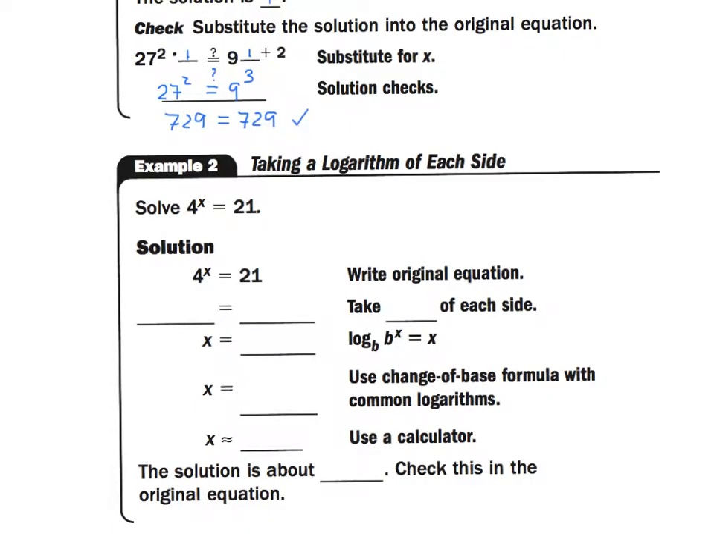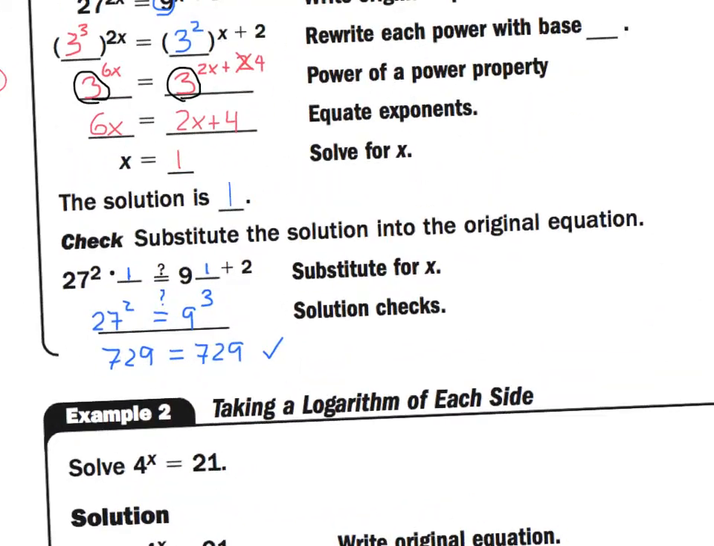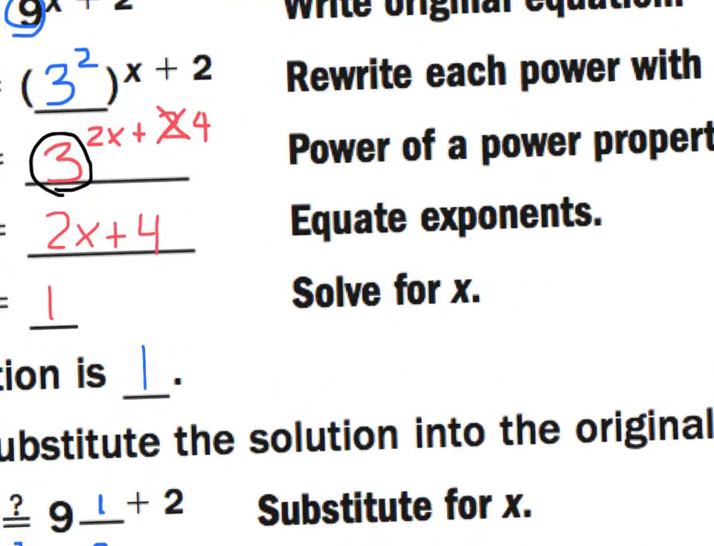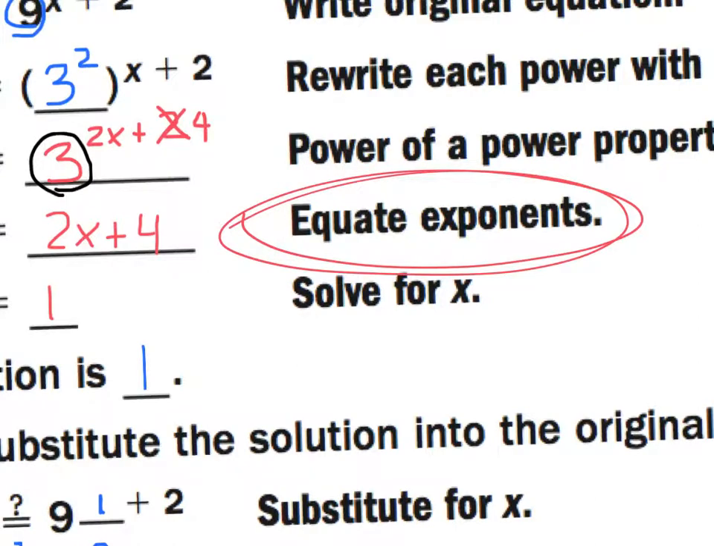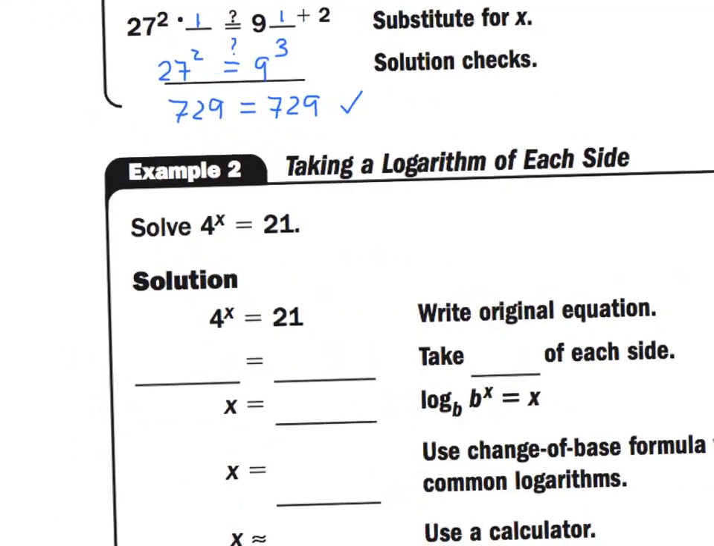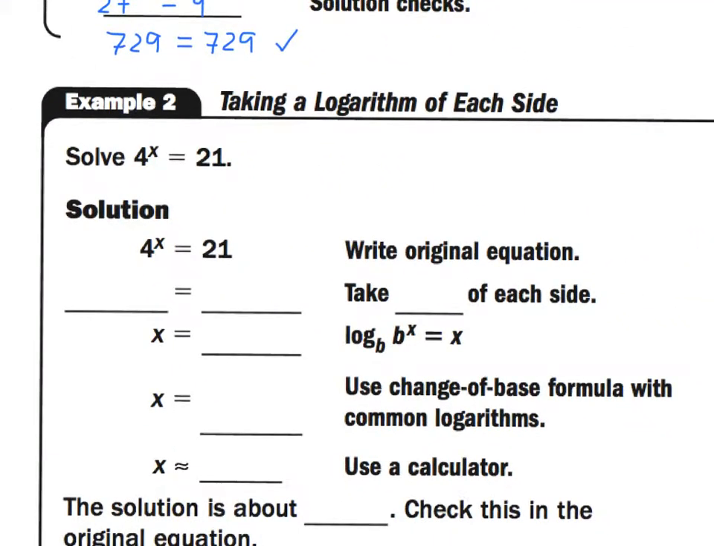All right, so we've checked that, and the key on this one that we just did was to equate the exponents. Can we get the same base? And once we have the same base, we can ignore the base. Well, sometimes it's not always that simple. Sometimes we're going to have to take the log of both sides.